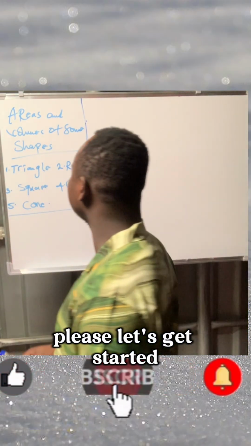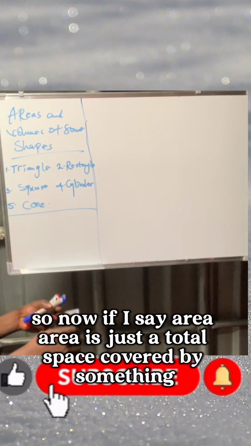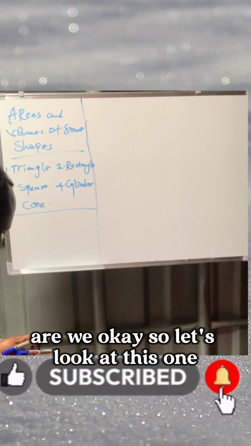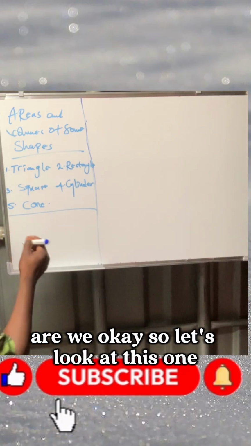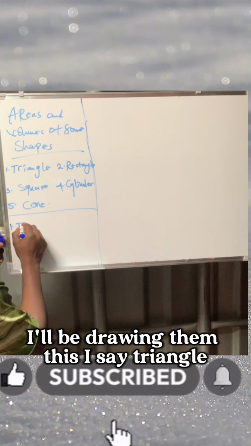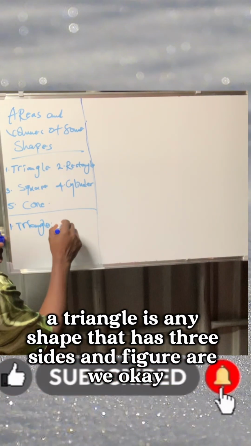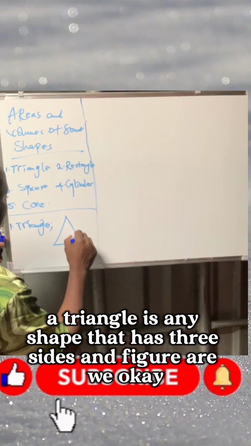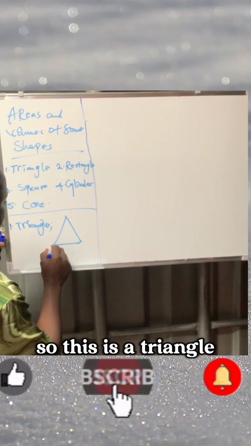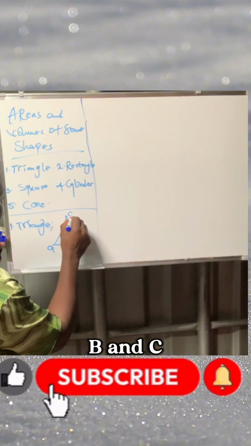Please, let's get started. Area is just the total space covered by something. Let's start one after the other. I'll be drawing them. I say a triangle. What is a triangle? A triangle is any shape that has three sides. So this is a triangle. Let me say A, B, and C.